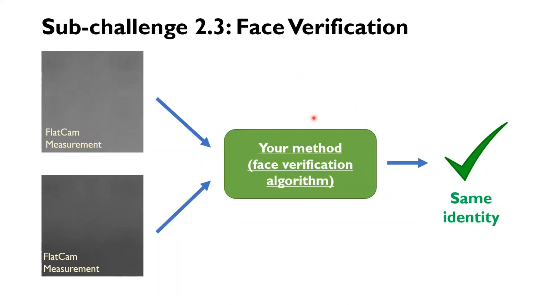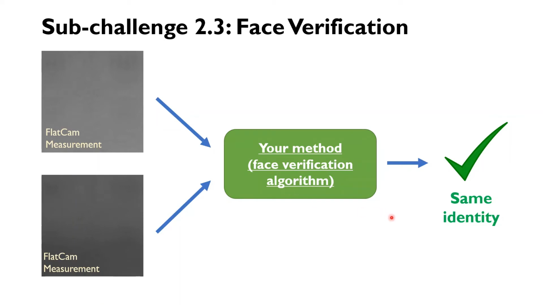In sub-challenge 2.3, you will design the full pipeline. Your method will take in a pair of flat cam measurements that pertain to faces and identify whether they are the same person or not. You are free to approach this in multiple ways. For example, you can perform verification on the measurement space. Or perhaps your method will perform some type of reconstruction first and then perform verification on those reconstructions. It is up to you.